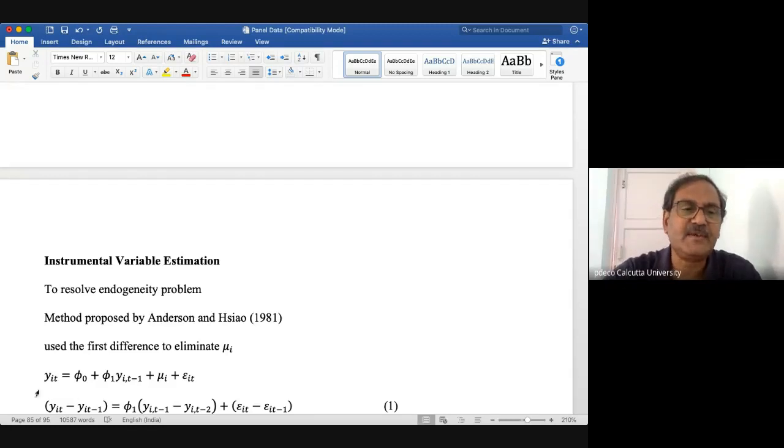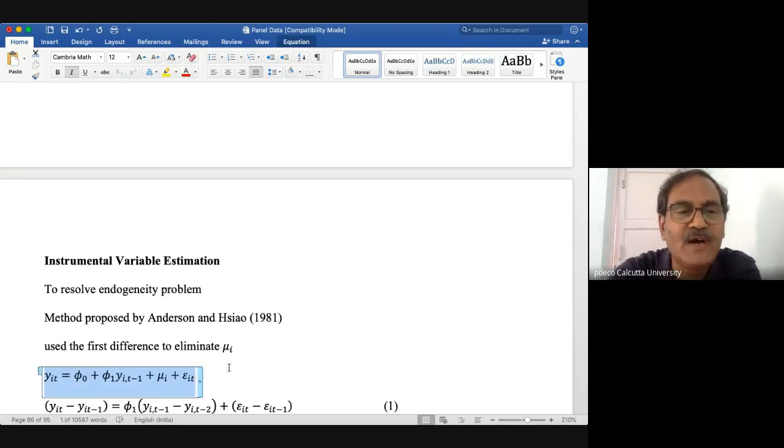Again, consider the same equation, univariate model with AR1: YIT is equal to phi naught plus phi 1 YIT minus 1 plus mu I plus epsilon IT. Now, in our earlier discussion, to eliminate mu I, we have used within estimation techniques as used in a fixed effect model.